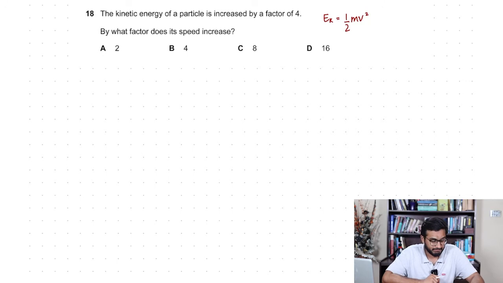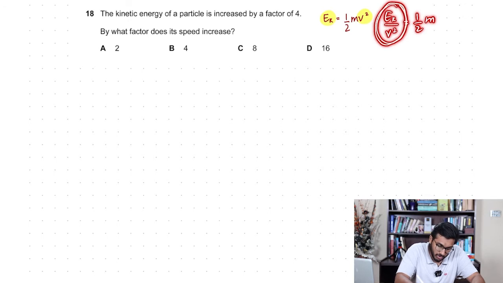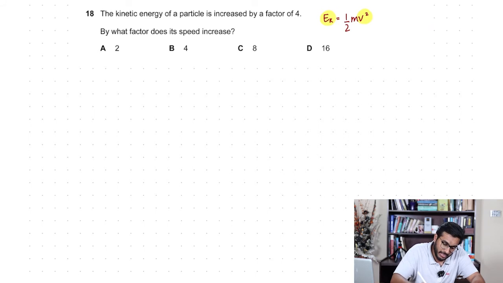Let's take another one. The kinetic energy of a particle is increased by a factor of 4. By what factor does its speed increase? All right. The relationship between kinetic energy and speed. It can be clearly seen that kinetic energy and speed squared are directly proportional to one another. How did I figure that out? Because they are in a ratio. Whenever two quantities are in a ratio, they are directly proportional to one another. So I know that kinetic energy is directly proportional to speed squared.